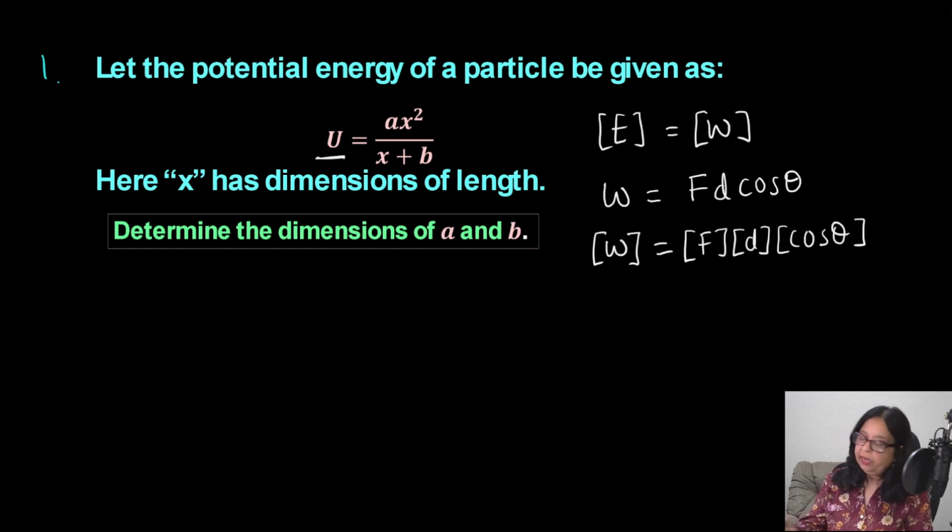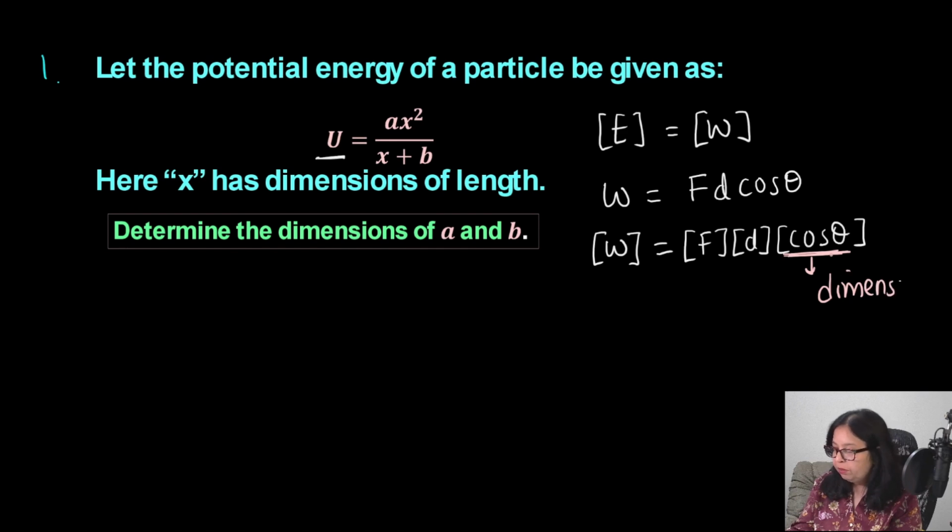Now cosine theta here, this is just a number. Cosine of 90 degrees is 0. Cosine of 0 degrees is 1. Cosine of 180 degrees is equal to -1, and so on. So cosine theta or any other trigonometric function with its angle, that's always going to be a dimensionless quantity. So do not worry about its dimensions. Dimensionless.